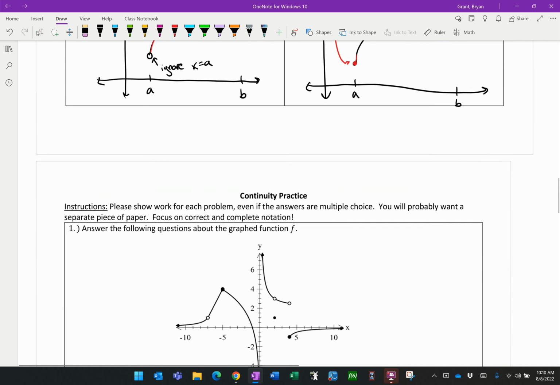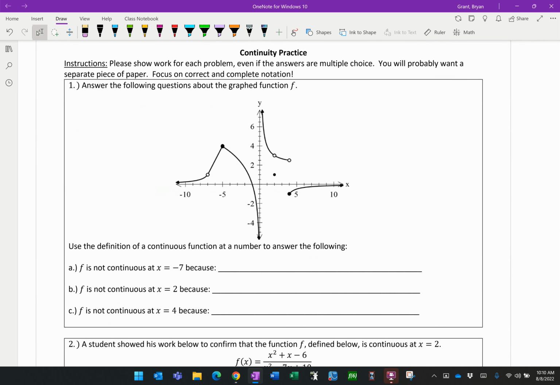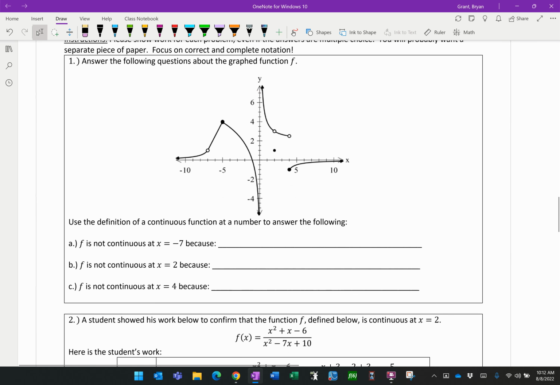All right, let's get into some actual practice for our last couple pages. These problems are a combination of multiple choice and free response, and they're going to ask you to bring in those three criteria of continuity. And the biggest thing I'd like you guys to focus on, besides trying to understand the concepts, is good notation. And again, we'll hit this with a hammer over and over again, just so we can make sure that you don't do anything weird and end up losing a point or two because of that notation. So let's begin. Answer the following questions about the graphed function f.